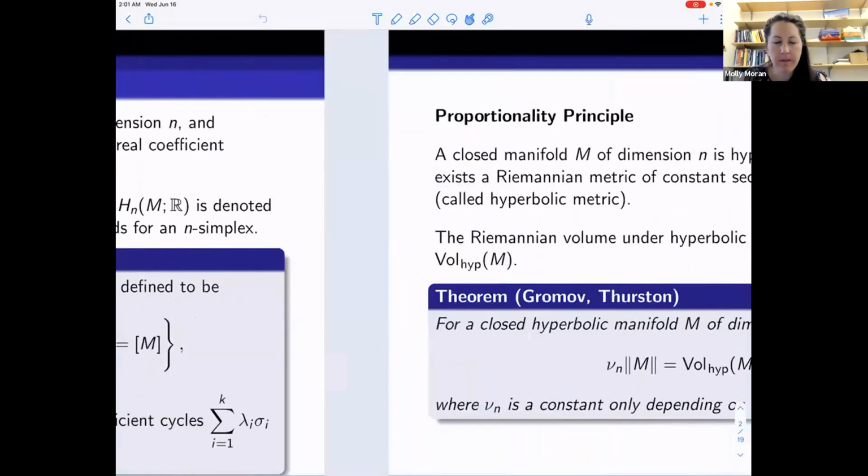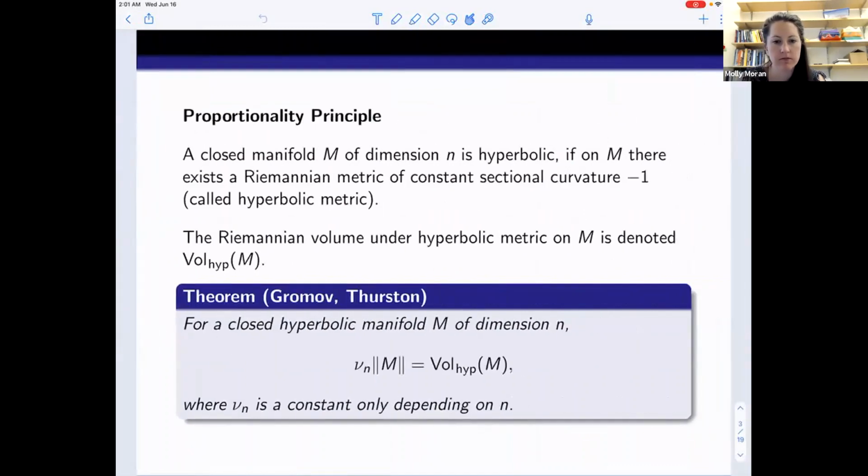And for simplicial volume, we have the proportionality principle for hyperbolic manifolds. The theorem is that the simplicial volume is proportional to the hyperbolic volume. So from this theorem, we can see the simplicial volume can be considered as a topological version of hyperbolic volume.